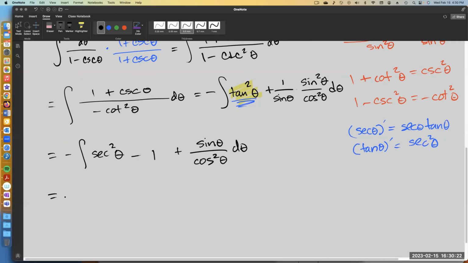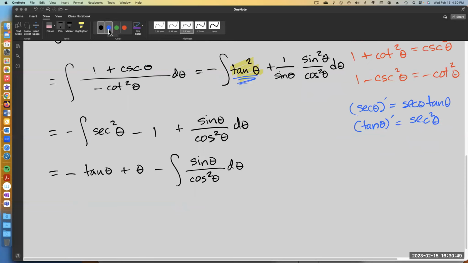The integral of secant squared is tangent. The integral of 1 is theta. And then I want to look at this part in detail. Let's not gloss over this. So we integrate term by term. This minus has to distribute to all 3 parts.